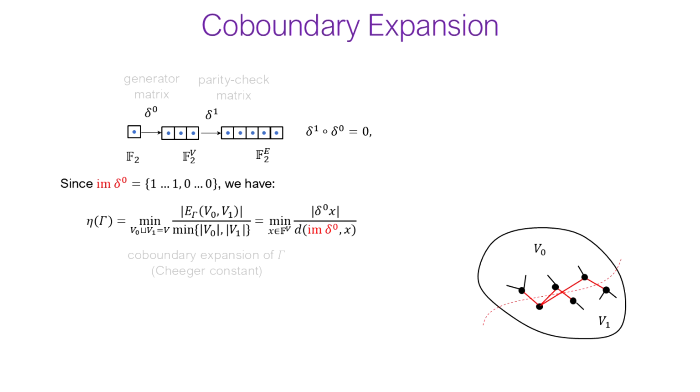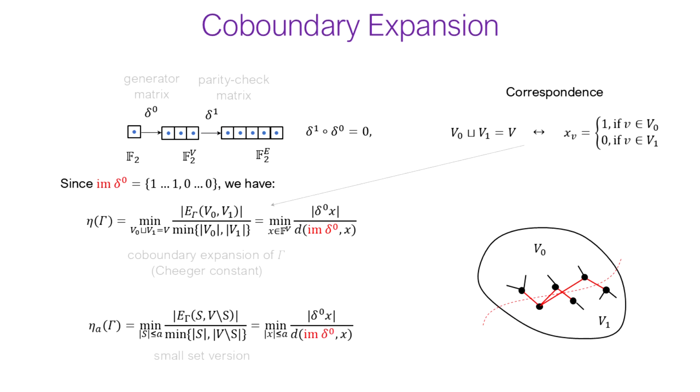And using this idea, we can generalize it a little bit. We can define in the standard way the Cheeger constant, which is just the best possible parameter eta, and here we can also consider a small set version of this Cheeger constant, when we restrict our sets to some small sizes.